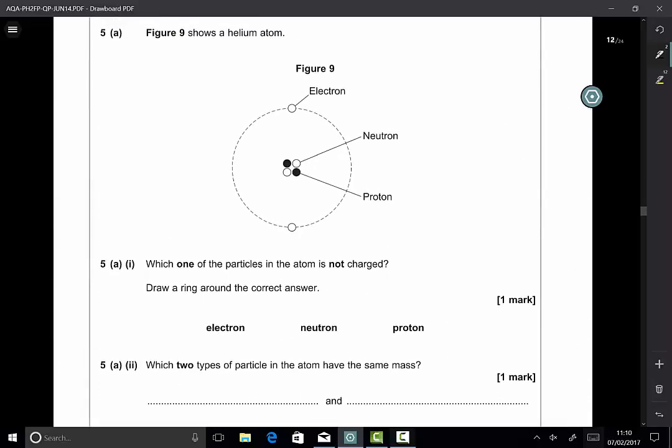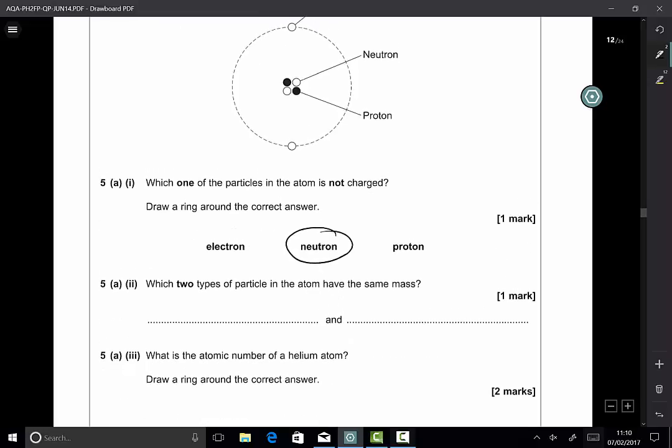So, figure 9 shows a helium atom. Which of the particles in the atom is not charged? Okay, so we know that an electron is negative, a proton is positive, and a neutron is neutral, which means it's not charged. Which two types of particle have the same mass? Well, you need to remember that electrons are really tiny compared to the others. The proton and the neutron have the same mass.